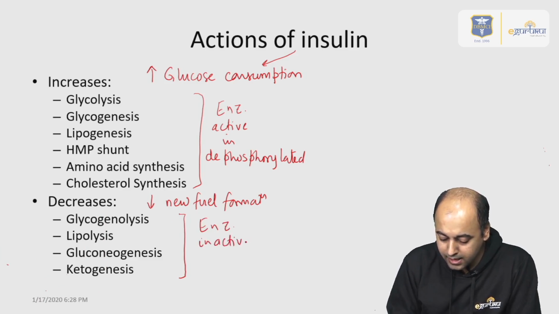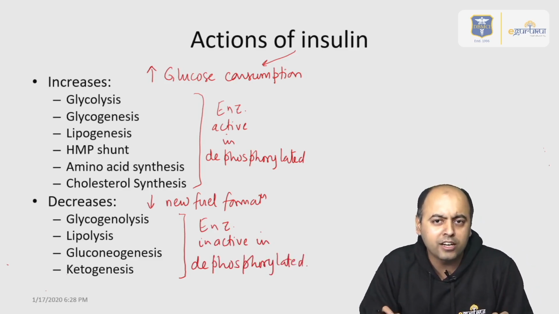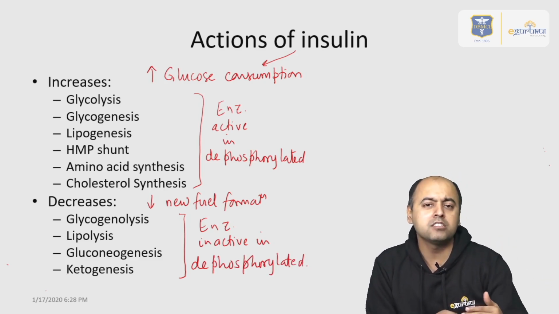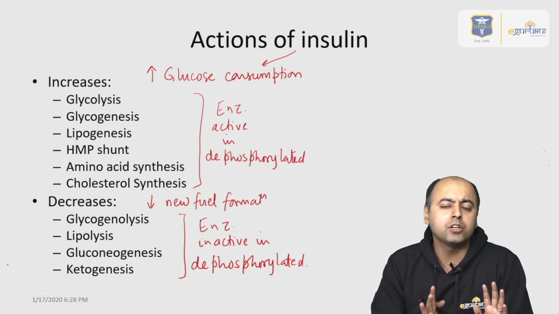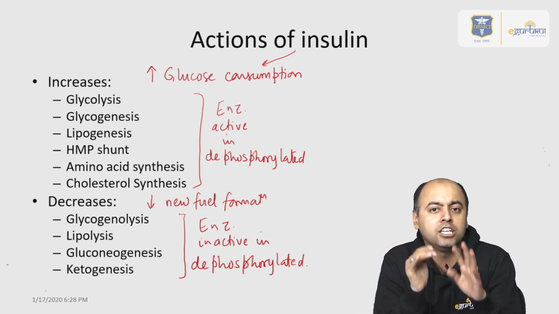They are inactive in dephosphorylated form. This will cover most of the enzymes related to metabolic pathway. When you look at an enzyme, you can quickly ascribe it to a particular metabolic pathway, and by remembering this table, you can quickly determine what will happen to enzyme activity in a phosphorylated state and what will happen to enzyme activity in the dephosphorylated state.